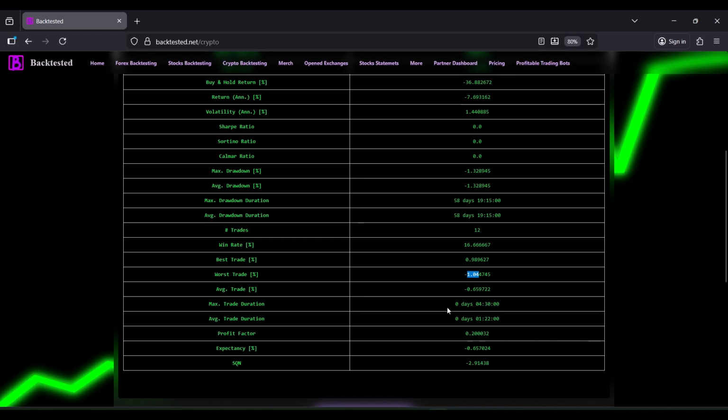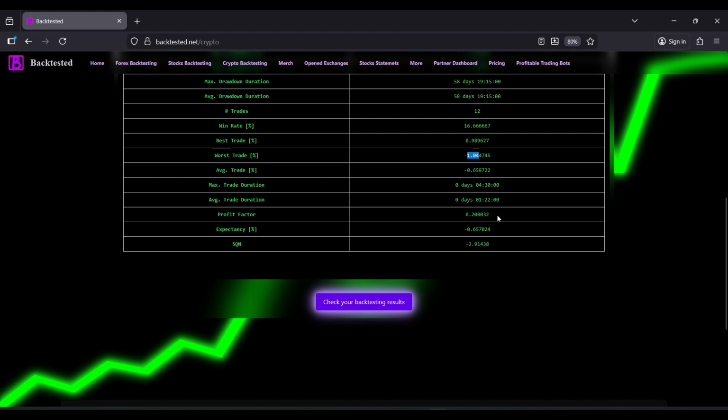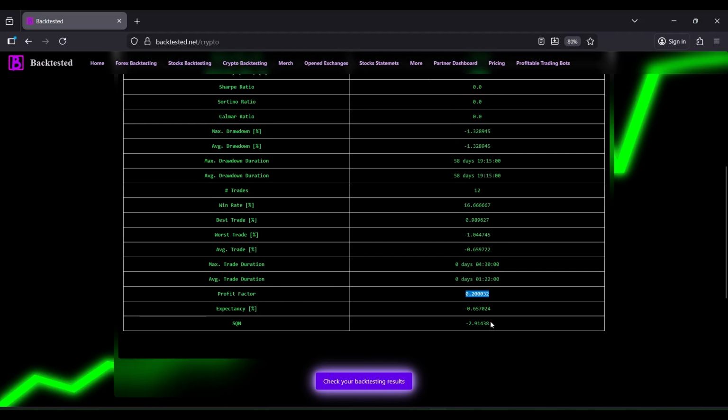And then we go down a little bit. Yeah, this is the profit factor. It's 0.20. It's so bad. It means that for every dollar that you risk, you only gain 20 cents. The SQ1 also is so bad. Expectancy is negative.